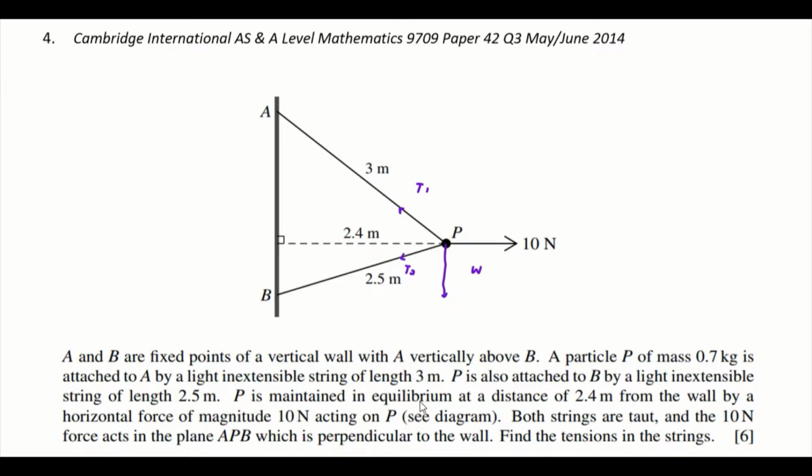So P is maintained in equilibrium at a distance of 2.4 meters from the wall by a horizontal force of magnitude 10 N acting on P. You can see both strings are taut, so because they are taut, there is tension that actually exists here. The 10 Newton force acts in the plane of APB, which is perpendicular to the wall. Okay, find the tension in the strings.